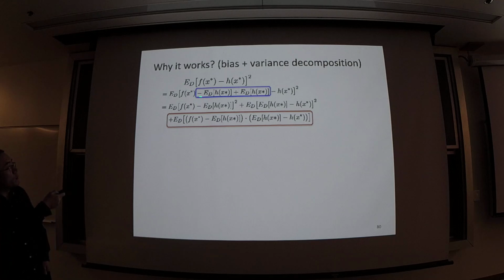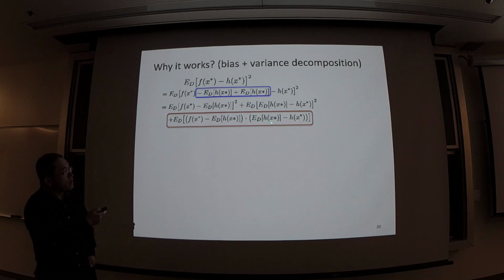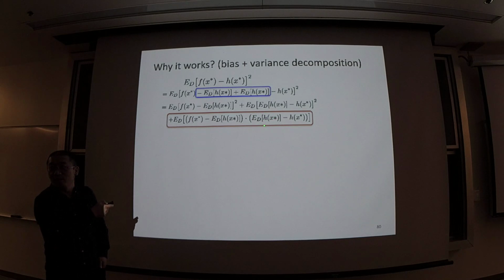The cross term means that I have to multiply this term with this term, the two subtractions. So we multiply fx star minus expectation of hx star with expectation of hx star subtracted by hx star. Of course, there's an expectation outside of this product. First, this part is constant, because h is only determined by the training set D.